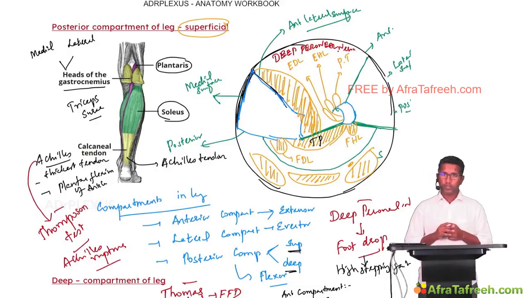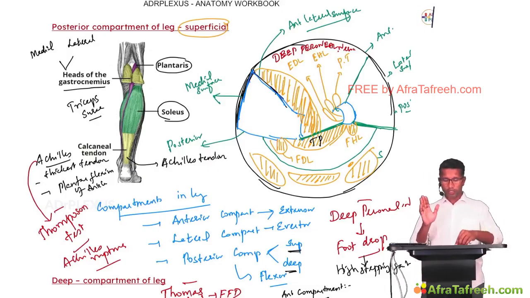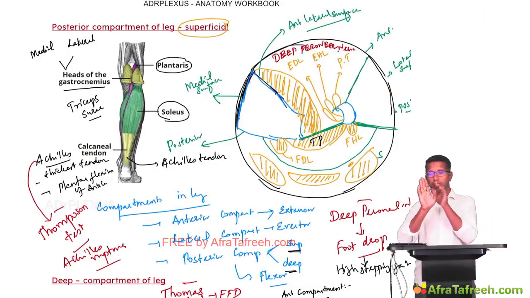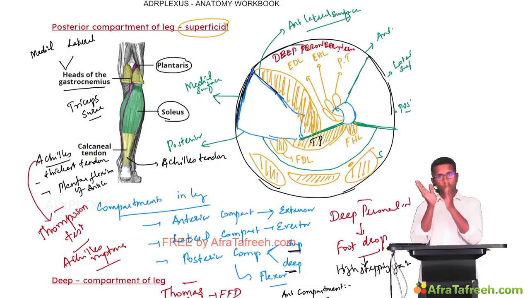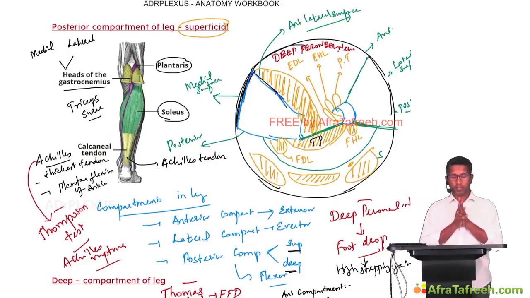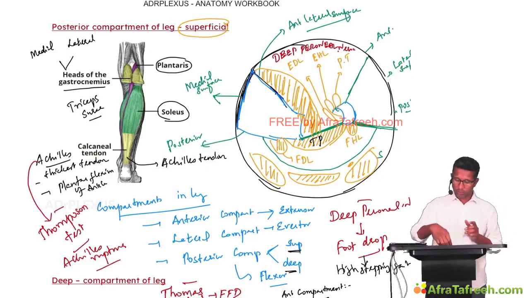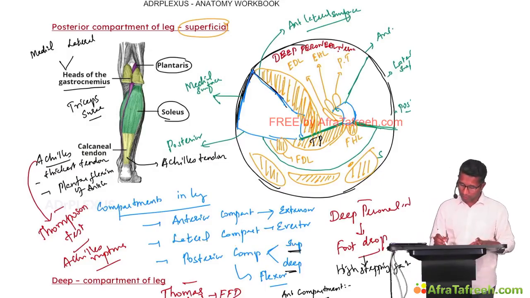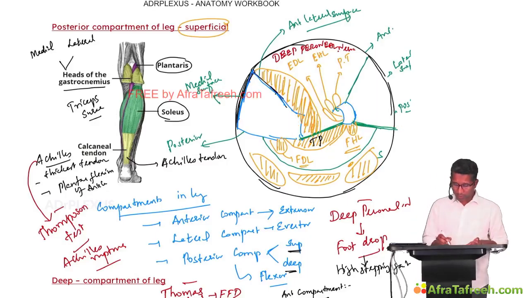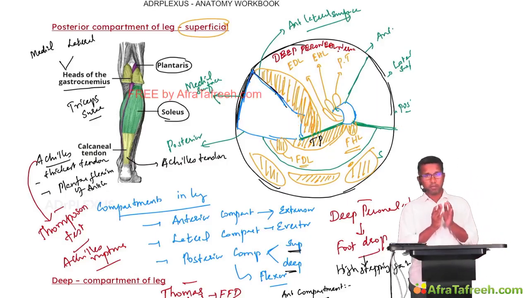Now if you see the foot arrangement, you have the great toe on the medial side and the other toes on the lateral side. So great toe is on the medial side and the other toes are on the lateral side. But if you see the origin of these muscles, flexor hallucis longus is arising from the lateral side and the flexor digitorum longus is arising on the medial side.